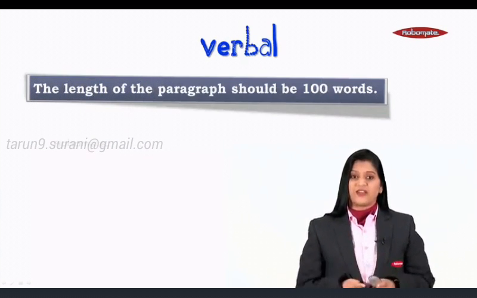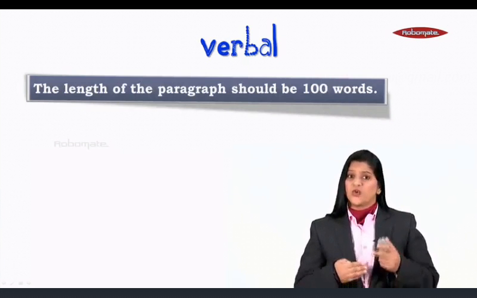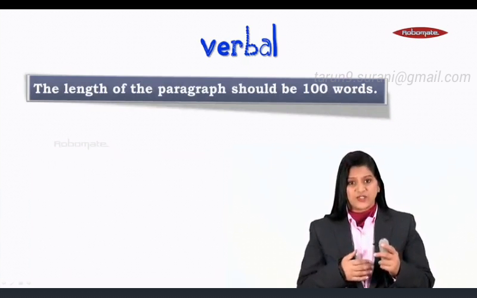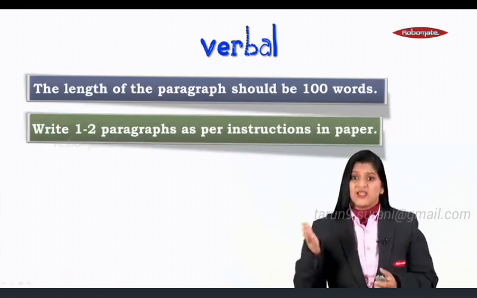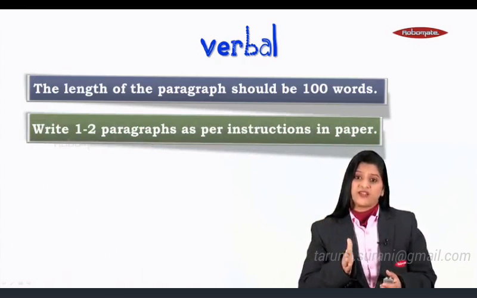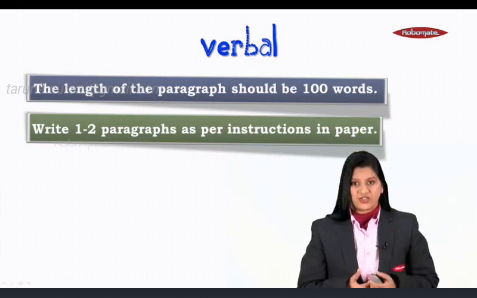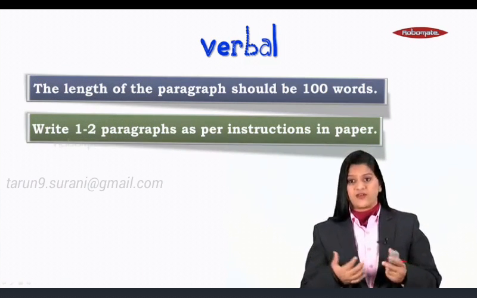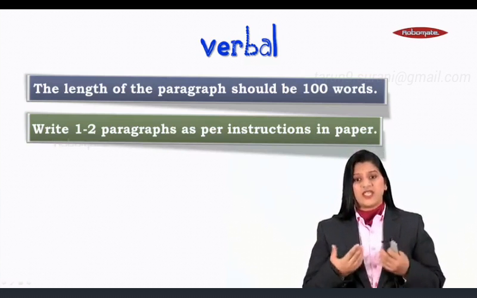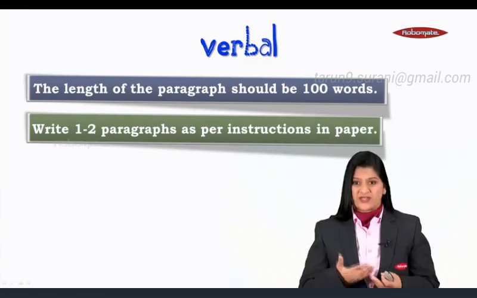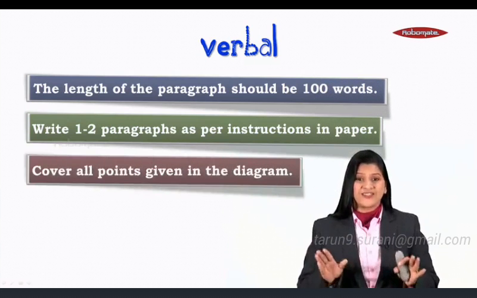The length of the paragraph should be 100 words. Minimum would mean about, say, 10 to 12 lines. So you're supposed to write minimum about 10 to 12 lines. Write 1 or 2 paragraphs as per information or instruction given in the passage. You're not going to make too many paragraphs. If they've said a paragraph, write only one. If they have said write paragraphs, then you can make 1 or 2 paragraphs based on whatever is in the question paper.